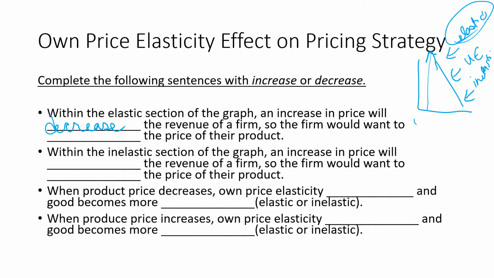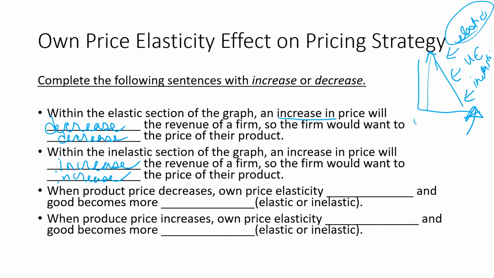So the firm would want to decrease the price of their product because they don't want to decrease the revenue. So if an increase is going to decrease the revenue, they actually want to decrease the price so they can increase the revenue. Within the inelastic section, so that was the bottom section, an increase in price will increase the revenue of the firm. So the firm would want to increase the price of their product.